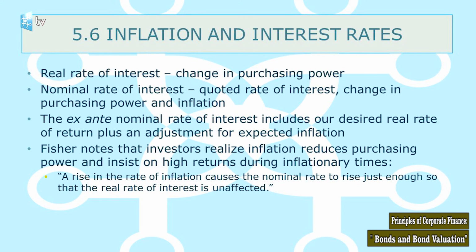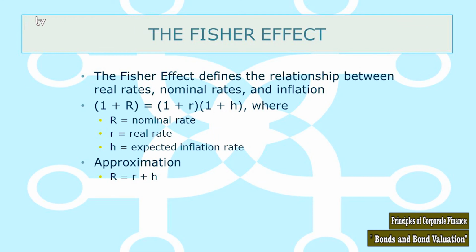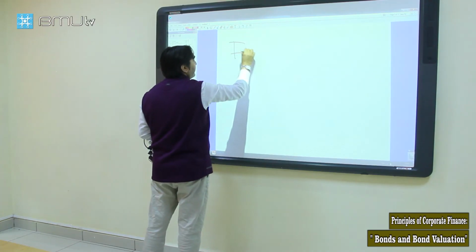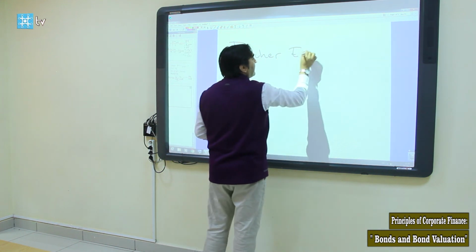The ex-ante nominal rate of return includes our desired real rate of return plus an adjustment for expected inflation. Fisher notes that investors realize inflation reduces purchasing power and insist on higher returns during inflationary times. He says a rise in the rate of inflation causes the nominal rate to rise just enough so that the real rate of interest is unaffected. So the Fisher Effect defines a relationship between real interest rate, nominal rate, and inflation. He defines the real rate as, that's the Fisher Effect.